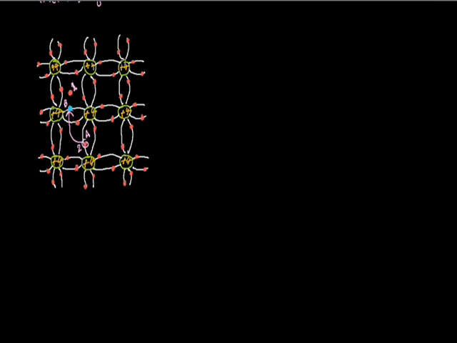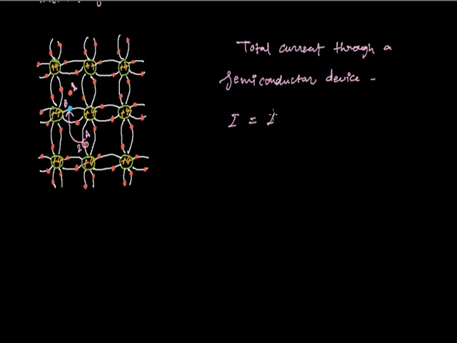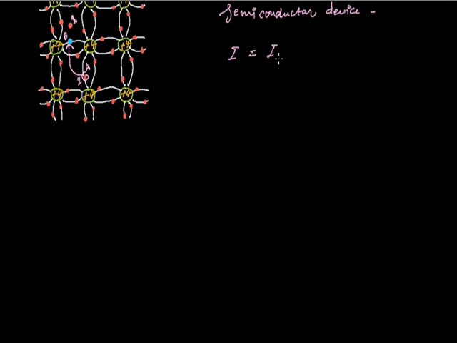In this manner, the shifting of all the holes also contributes to the current flow due to positive charge in a semiconductor device. So the total current through a semiconductor device is I equals I_e plus I_h, where I_e is the current contribution due to negative charges, meaning the electrons, and I_h is the current contribution due to holes. So in a semiconductor device, the total current is given by the current due to the electron flow and the current due to the flow of holes. The movement of the free electrons is in the conduction band, whereas the movement of the holes is inside the valence band of the atom.